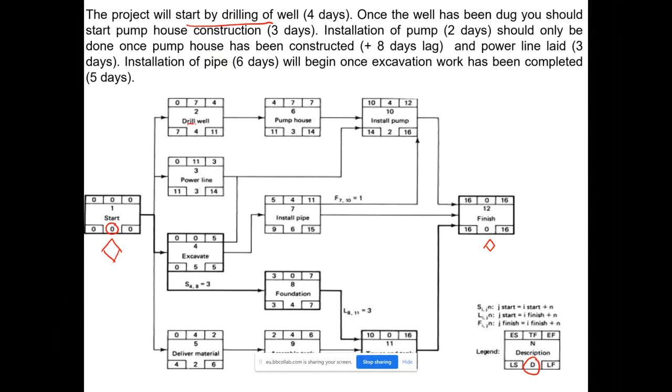So this is the first activity. Once the well has been dug, you should start pump house construction. So we can see the pump house is following drilling of well, and installation of pump, which is over here, should only be done once pump house has been constructed, plus 8 days lag.